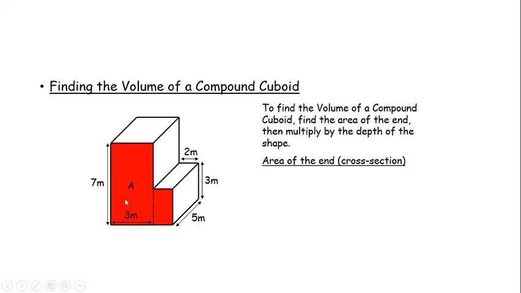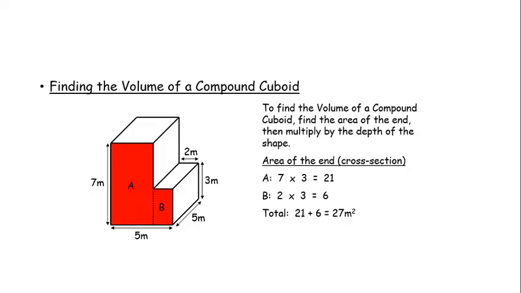So to get the area of section A, it's going to be 7 times 3 equals 21. Then we have to find section B. So find the area of section B. Well, we know the height of this little section here is 3, because on the opposite side there it's 3. And we know the width is 2. So it's going to be 2 times 3, which is 6. So my total area is going to be 21 plus 6, which will be 27. So that'll be the area of this red cross section.